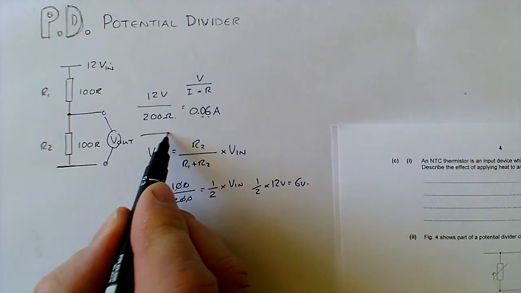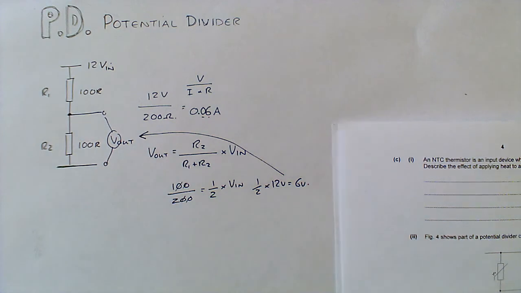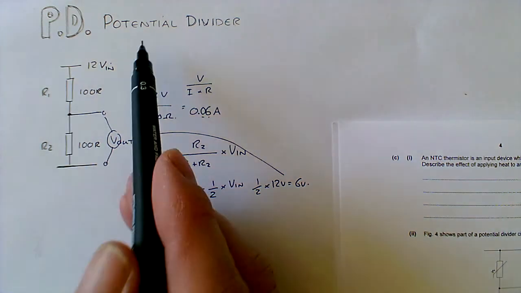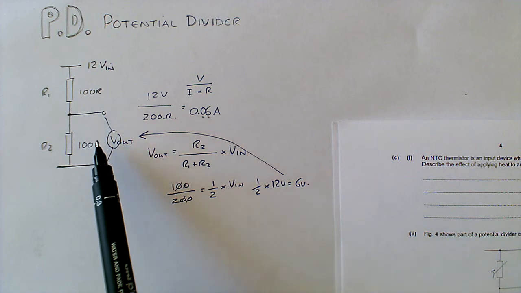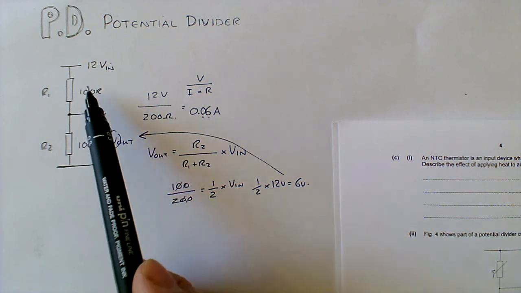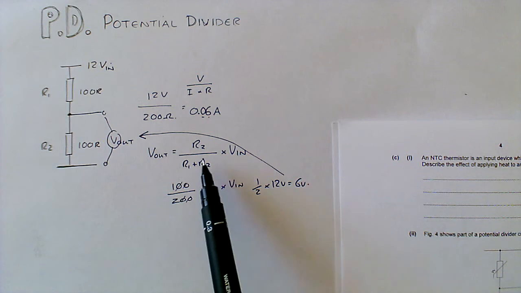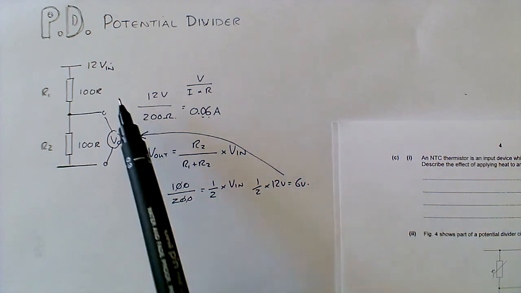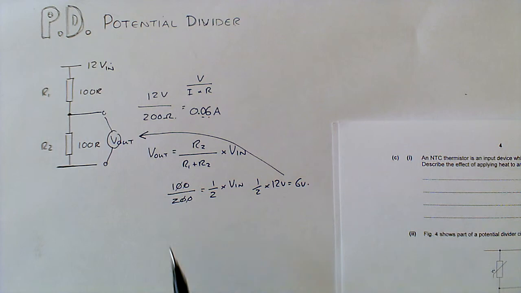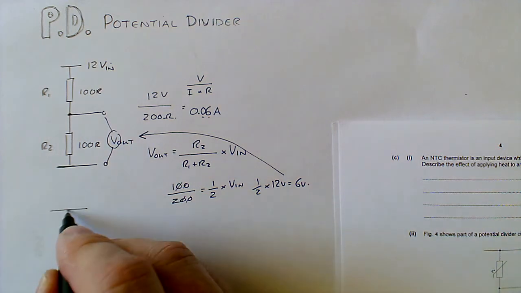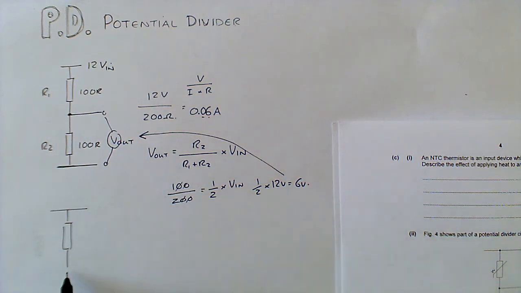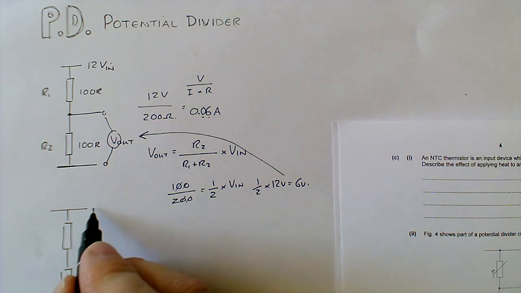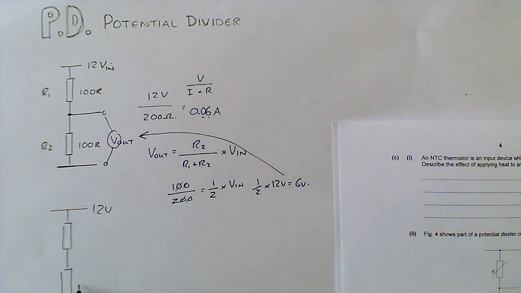So here we would have 6 volts. Effectively, the potential is being divided, in this case in half, and this equation gives you a ratio, a fraction that you multiply the voltage that goes in by, and it gives you the voltage that comes out. Let's have a look at another example. We'll change the bottom resistor R2 and make that one 200. So we've got 100 here and 200 here.